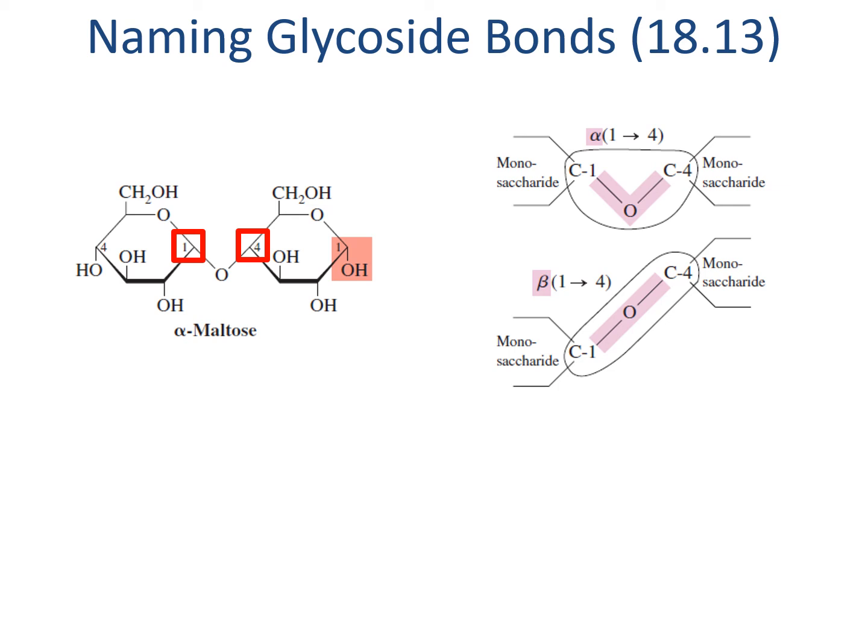Notice that our drawing of maltose on the left has a prefix alpha as well. So it says alpha maltose. This alpha comes from the remaining hemiacetal on the rightmost glucose, which can still be opened and closed. So this is the hemiacetal that would make maltose a reducing sugar.